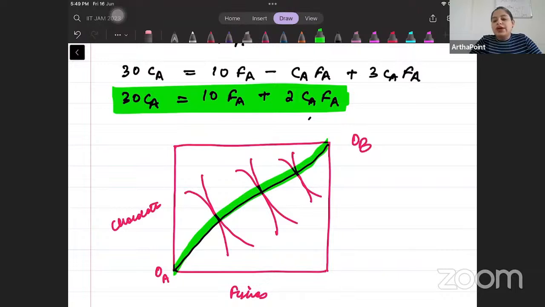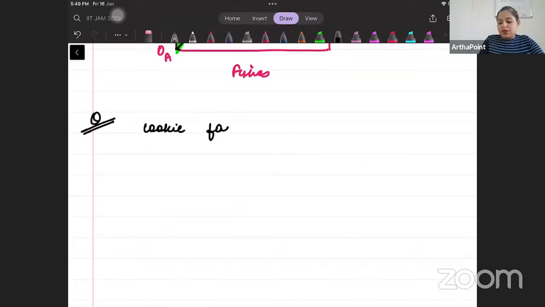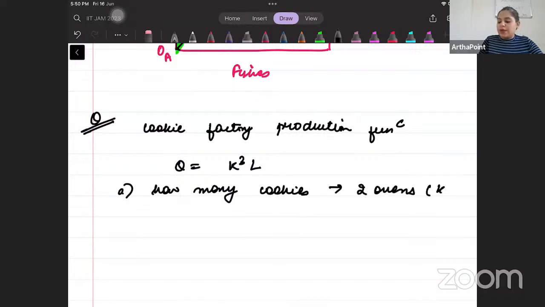Now, beta, let me give you a question on the production function, right? So please write down. Next question. There is a cookie factory, production function given to you as Q is equal to K to the power 3 into L. How many cookies can you produce with 2 ovens? That will be your capital, and 3 grandmas. That will be your labor.